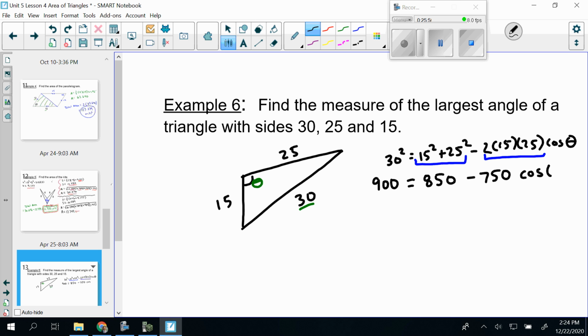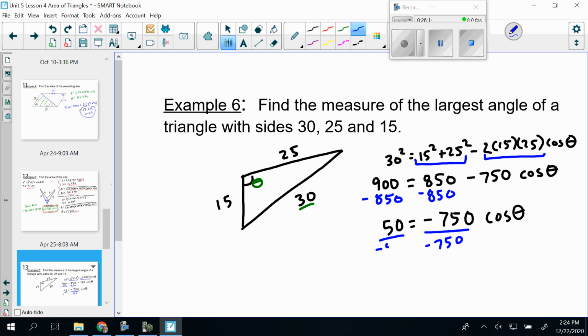Cosine of our angle. Now to solve this, recall, you don't want to put those together. You can't subtract them and get 100 because it's being multiplied. We're going to have to minus 850 here. So that's now just 50. Don't forget the negative sign. Now we're going to have to divide by negative 750. So now we got cosine of our angle is equal to this, and I'm just going to leave it as this.